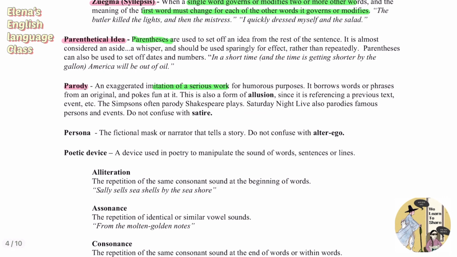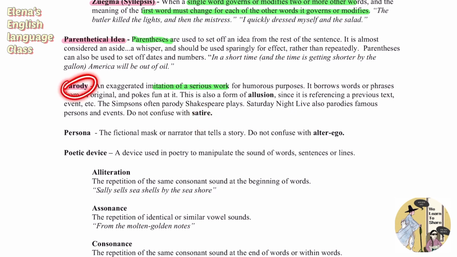Next is parody. And parody is an exaggerated imitation of a serious work for humorous purposes. It borrows words or phrases from an original and pokes fun at it. This is also a form of allusion since it is referencing a previous text, event, etc. The Simpsons, for example, often parody Shakespeare's plays. Saturday Night Live also parodies famous persons and events, and do not confuse this with satire.